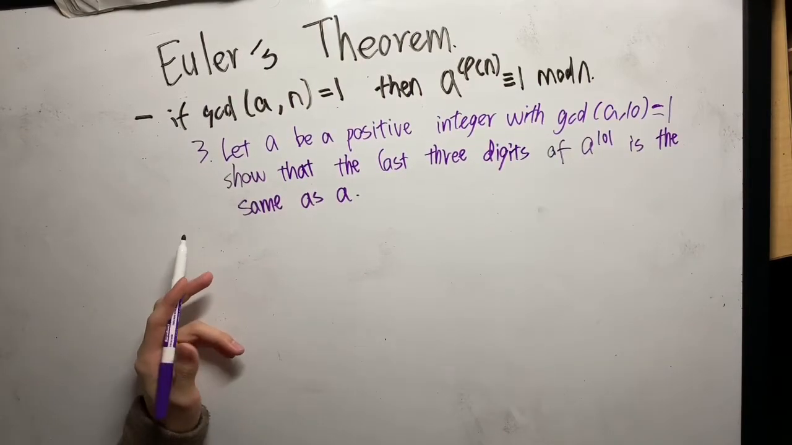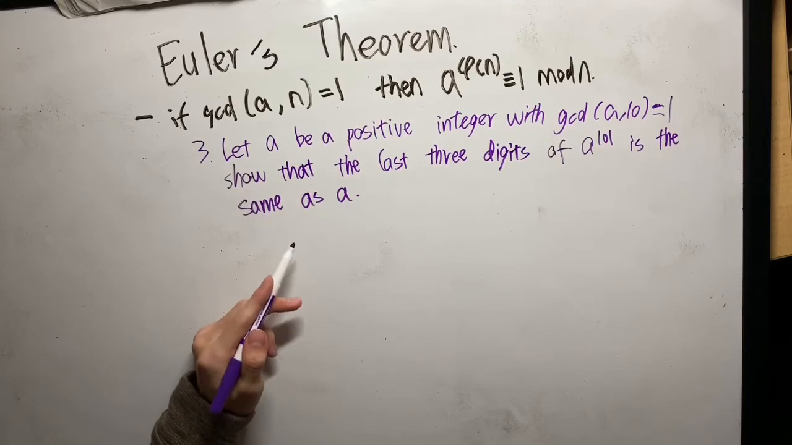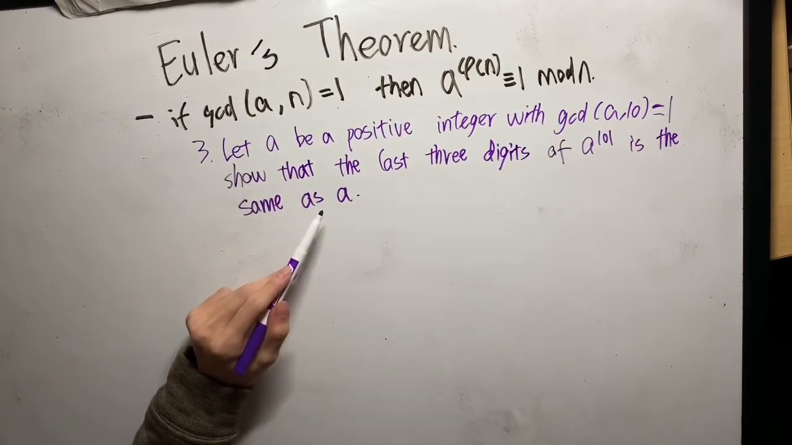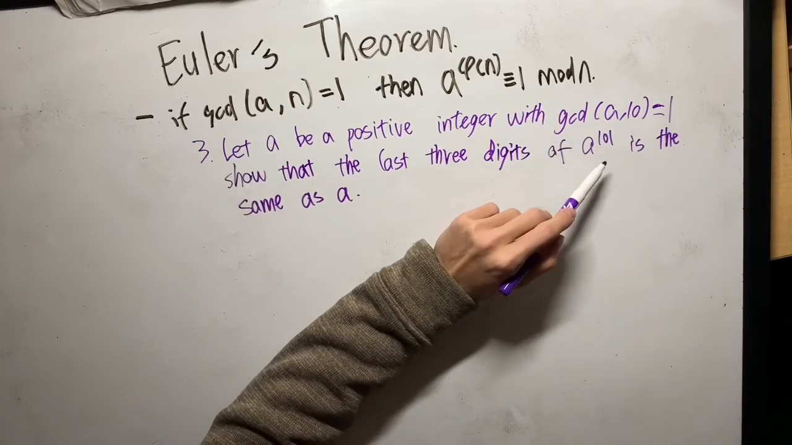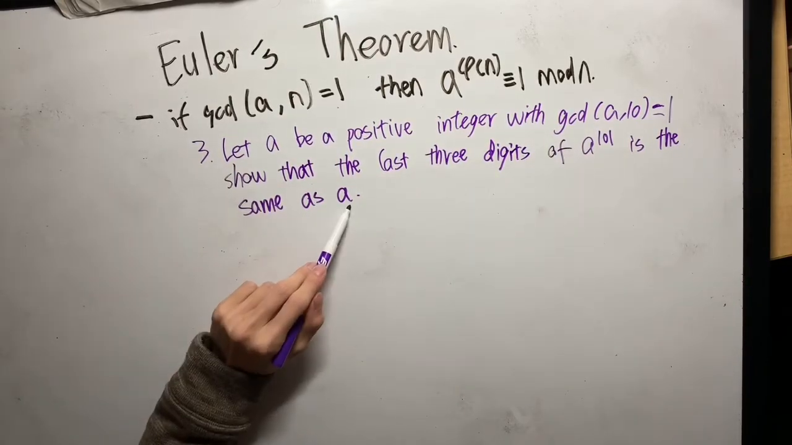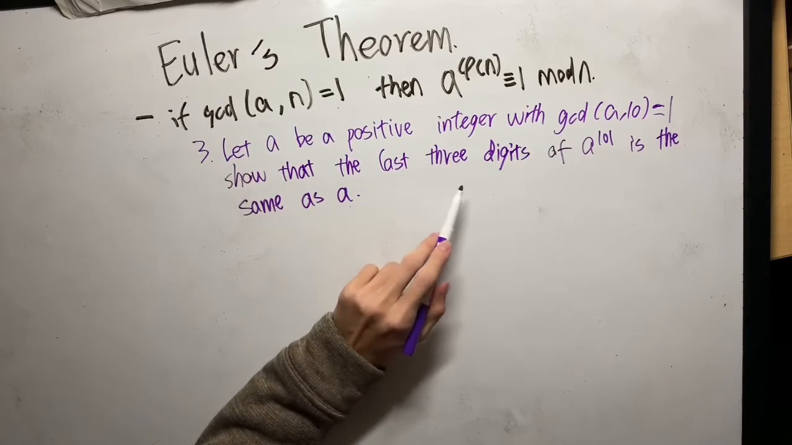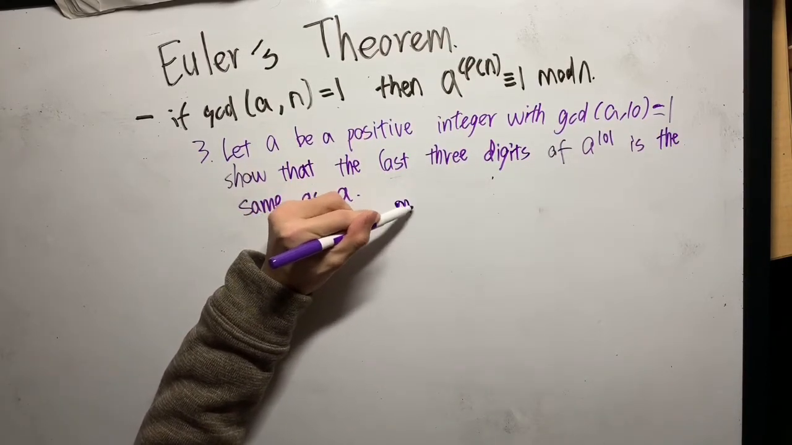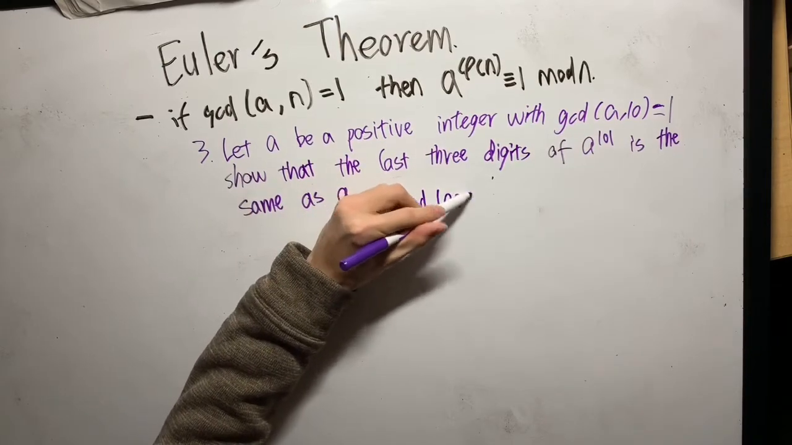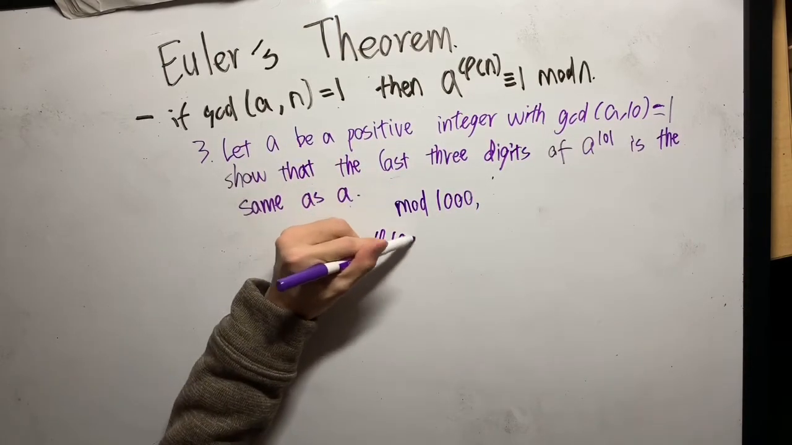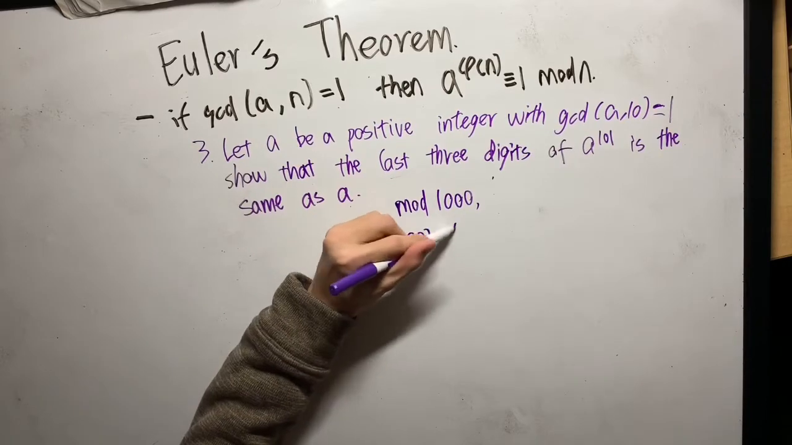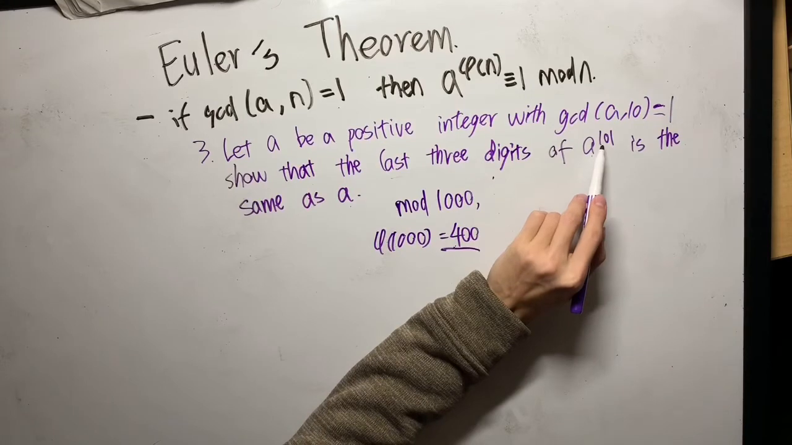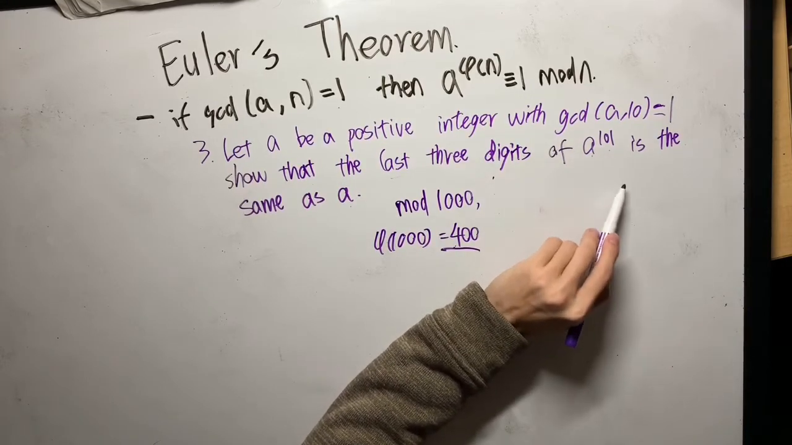Now let's look at the last question. Let a be a positive integer with GCD of a and 10 equal to 1. Show that the last 3 digits of a^101 are the same as a. So first, while we find the last 3 digits, we are using mod 1000, but phi of 1000 equals 400, and we cannot apply this 400 to a^101 because 101 is too small.